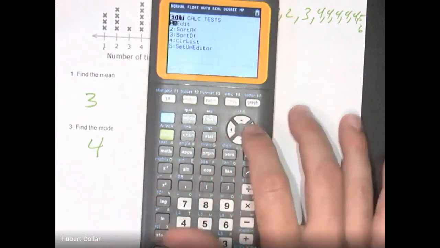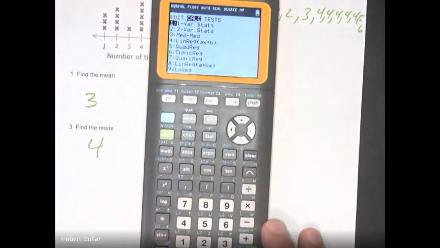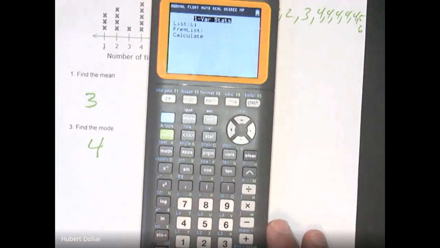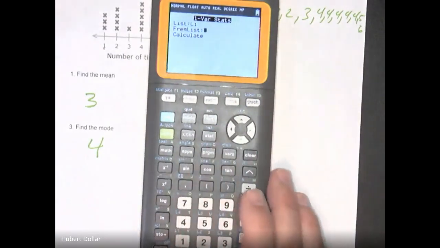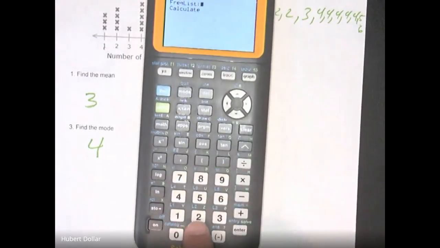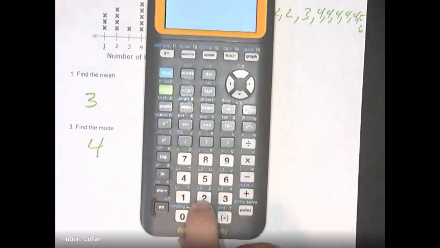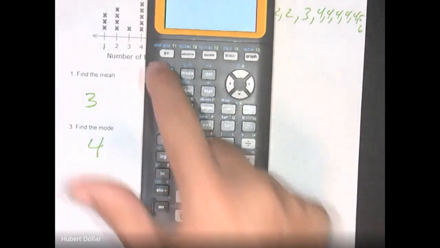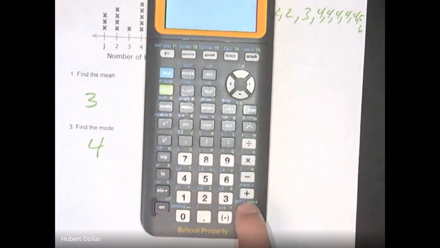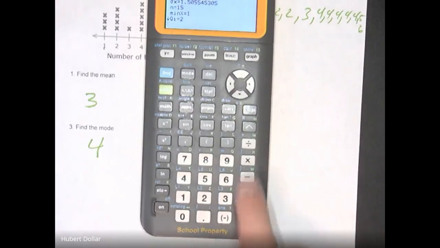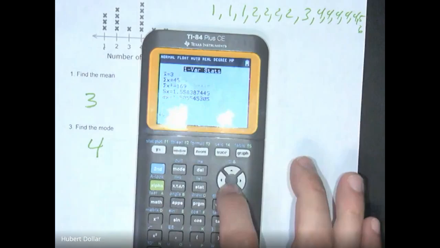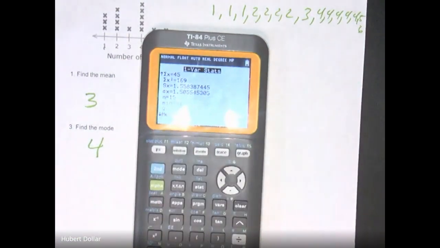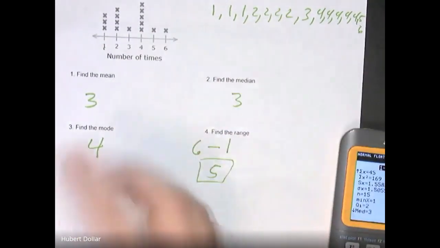Go back to Stat, go over to Calculate, one variable. Because our frequency list is in L2, it's down here. You see that it's the blue key right here, L2. So you do the blue key and L2 for the frequency and calculate. And there it is, with the mean of 3, and moving down, the median of 3. The mode and the range are calculated by hand.